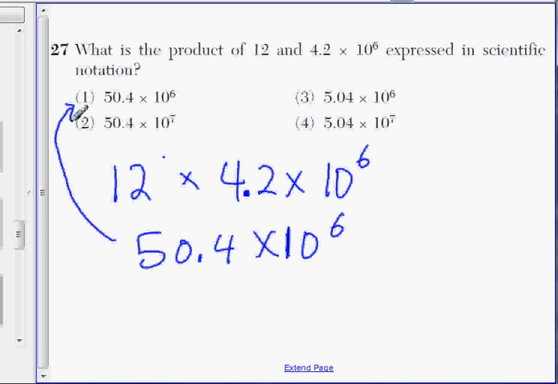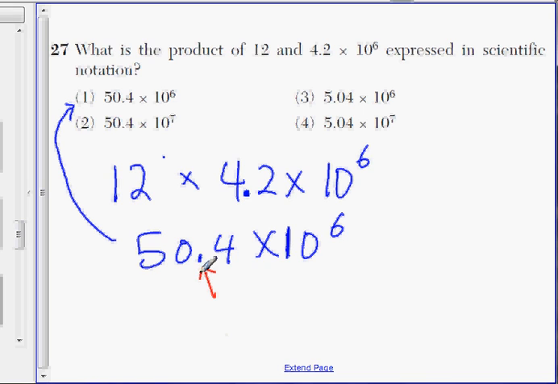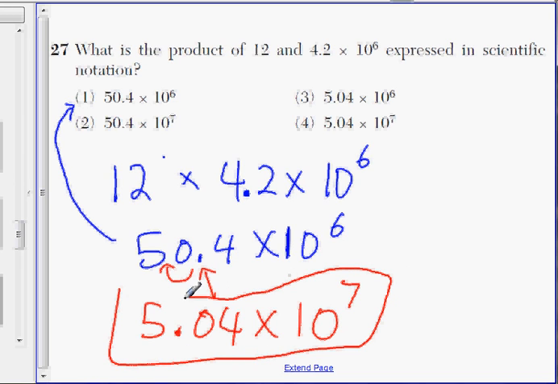Because that's my answer. It's actually not, because in scientific notation, the decimal needs to be just one place after the first number. Can't be two places. So actually you need to move the decimal over 1. So we're going to rewrite it. If I move the decimal over 1, it's going to be 5.04. And because I'm moving the decimal over 1, I need to change the exponent. Instead of 6, I'm moving it left, so it's going to be up 1. And the answer is actually 5.04 times 10 to the 7th power, which is not choice 1.